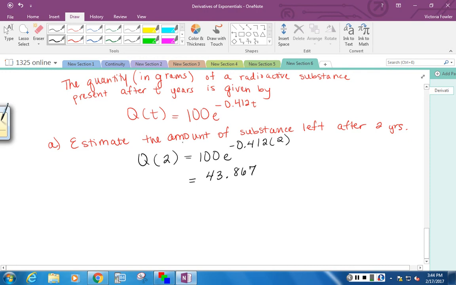43.867, and when I'm talking about real life application, I need to make sure I have my units. This is going to be in grams. This is the amount measured in grams. Okay, I'm going to write down part B here.